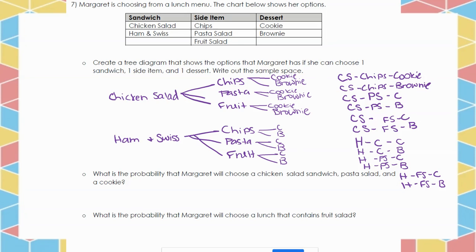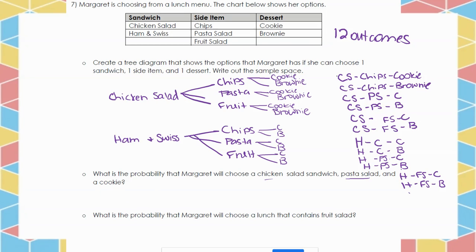So when I look at my outcomes, I have 1, 2, 3, 4, 5, 6, 7, 8, 9, 10, 11, 12 total outcomes in my sample space. Now I can use my tree diagram to find these probabilities. I want to know the probability that Margaret will choose a chicken salad sandwich, pasta salad, and a cookie.